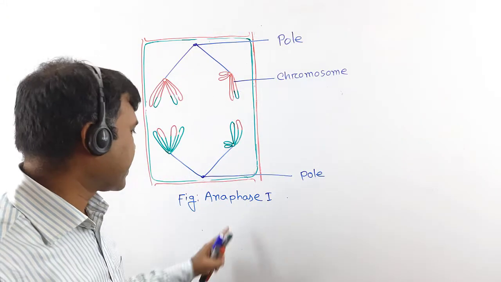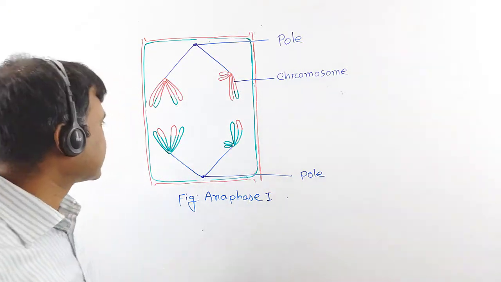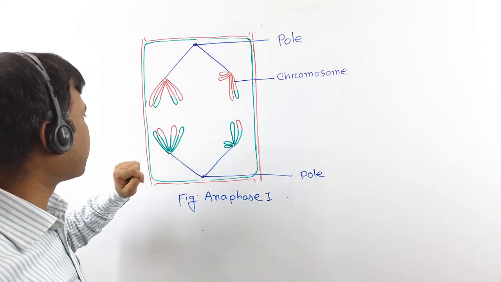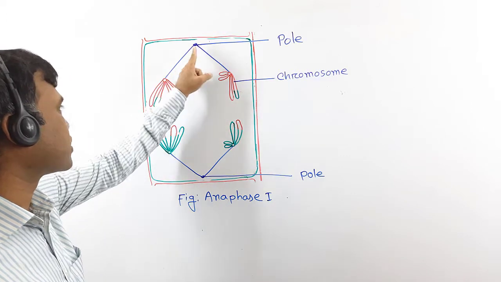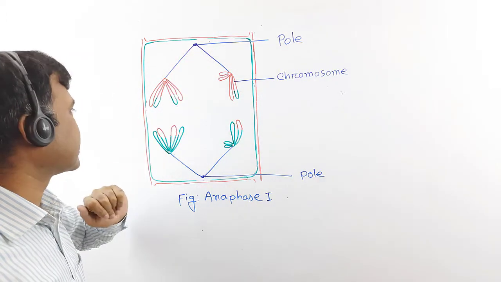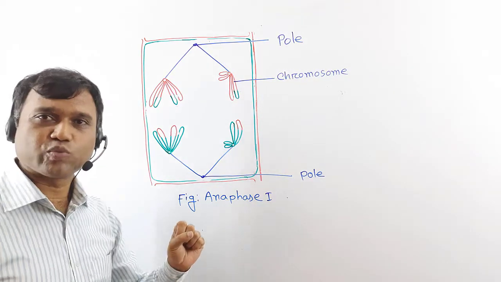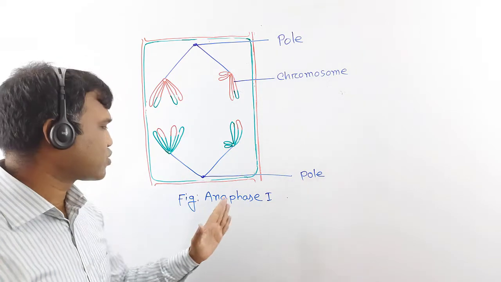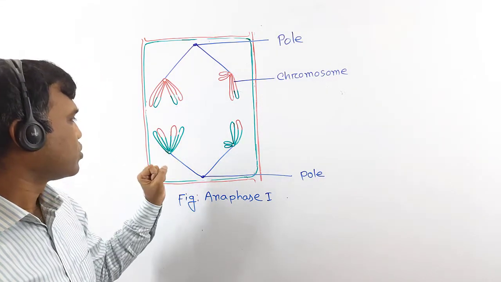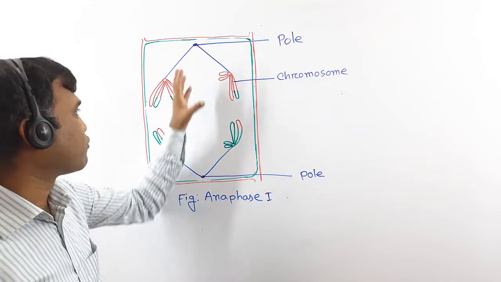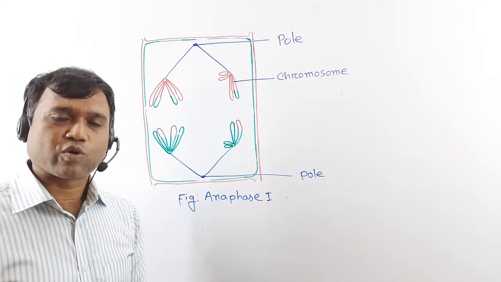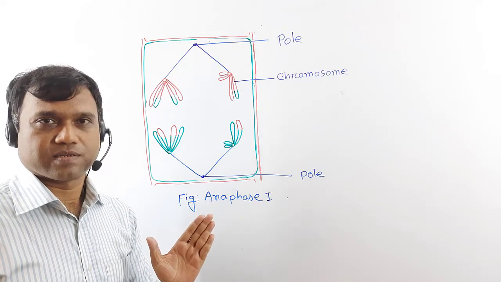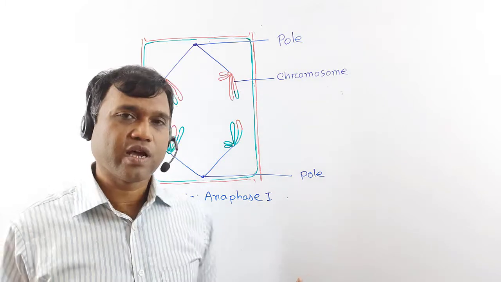Next step, anaphase one. In this stage, we find that each chromosome of the bivalent starts its journey towards the pole. In this stage, the chromosome seems to be like the English alphabet I, J, L, V. At the end of this stage, the chromosome reaches the pole. Then the chromosome number will be half of the mother cell.